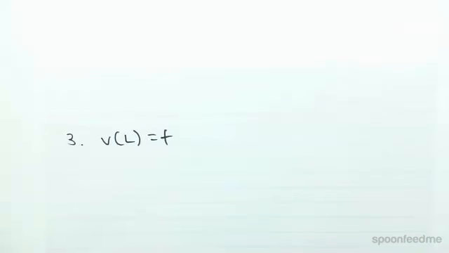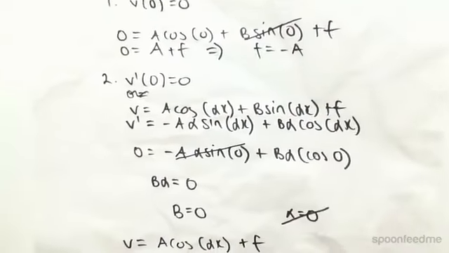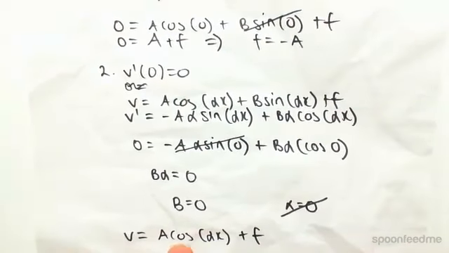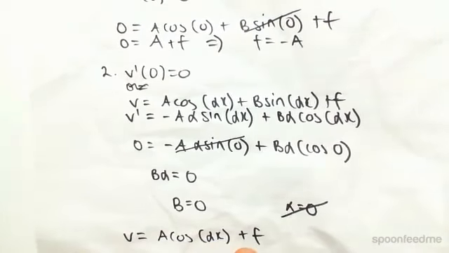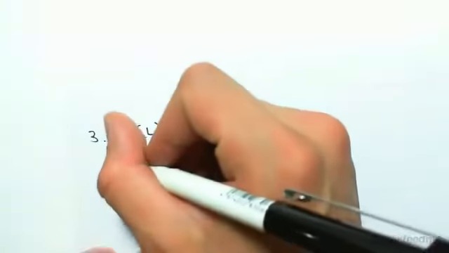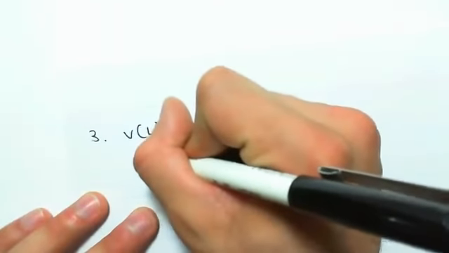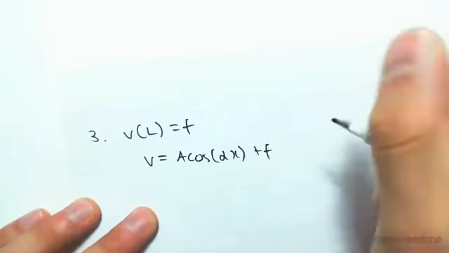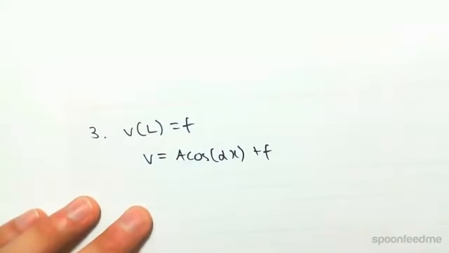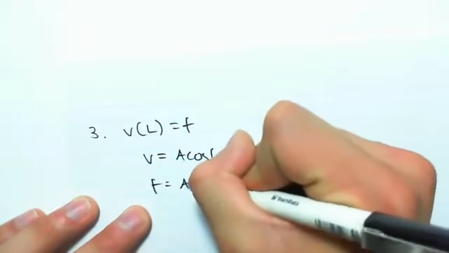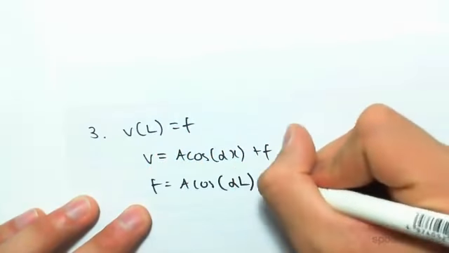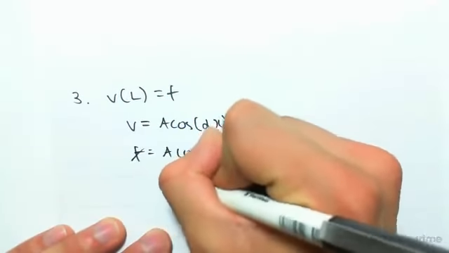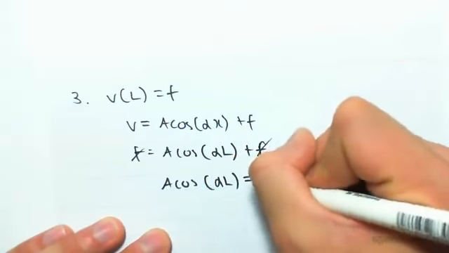Now if we take what we had from our previous video, the solution we reduced down to, we got up to this point here, where we had V equals A cos alpha x plus F. So that's what we've reduced down to so far, and we're going to be using that. So subbing in for this boundary condition, we would have F equals A cos alpha L plus F. So the F's are simply just going to cancel, and we're left with A cos alpha L equaling 0.